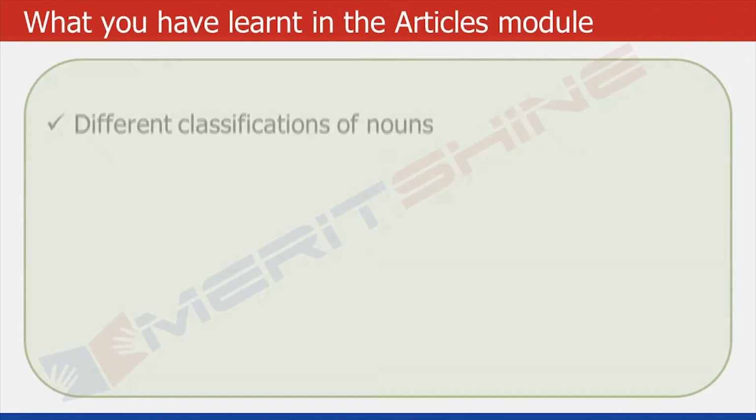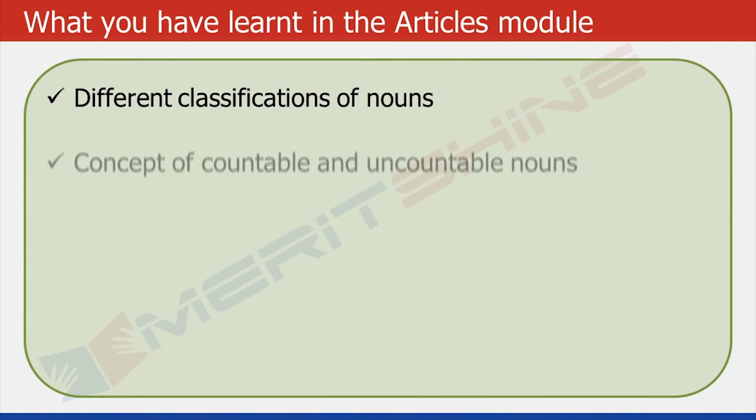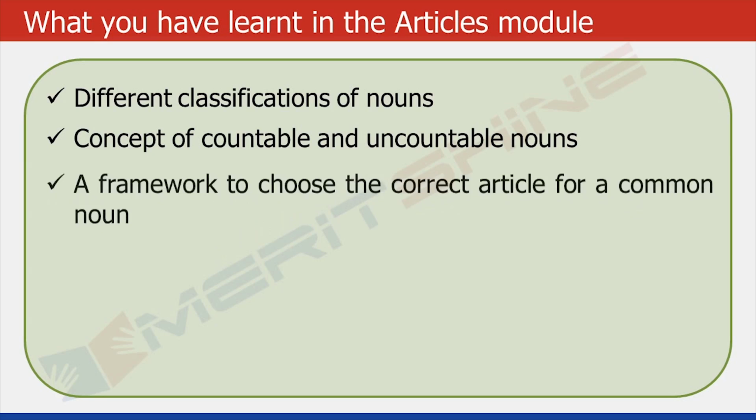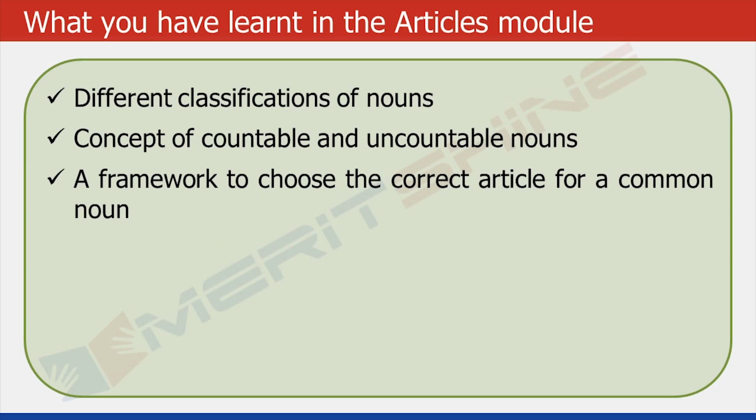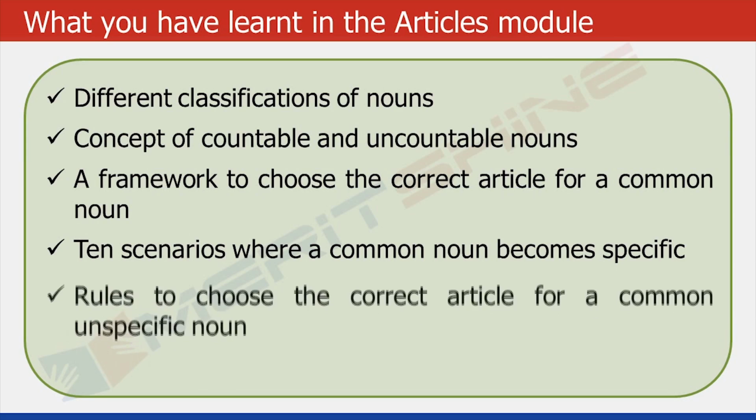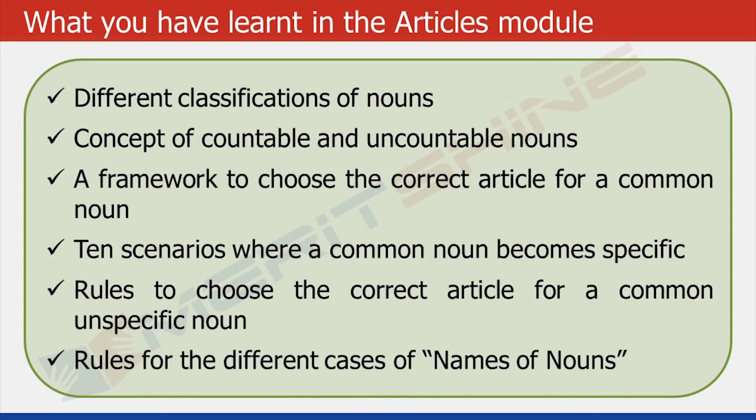So far, we have learnt different classifications of nouns. We saw the concept of countable and uncountable nouns. We discussed a framework to choose the correct article for a common noun. Then we looked at 10 scenarios where a common noun becomes specific. We also looked at rules to choose the correct article for a common unspecific noun. And finally, we learnt the rules for the different cases of names of nouns.